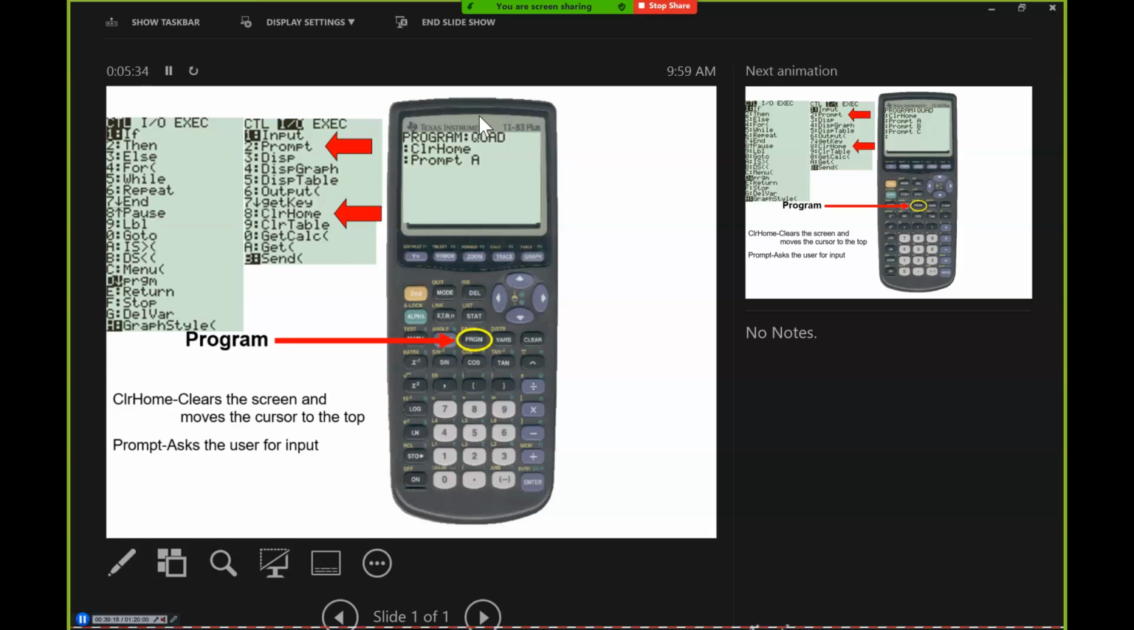You press the program button, you press the right arrow key to get to the I/O menu, you select the prompt command, which is the second option, and then by pressing enter, that's what I mean by select it, and then you'll type the letter A by pressing alpha, and then the letter A.